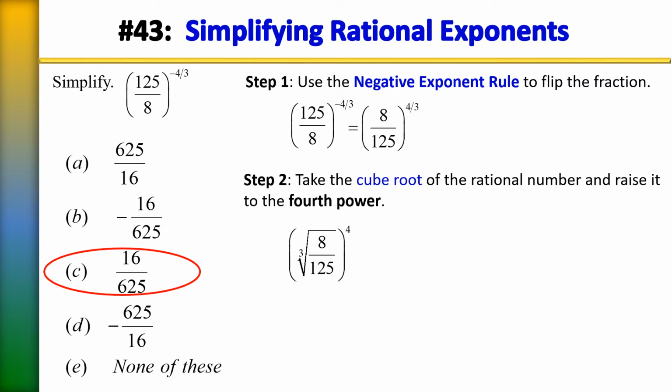So the cube root of 8 we know is 2. The cube root of 125 is 5. So we have to take that now and fraction there of 2/5, which is our answer, and raise it to the 4th power. So recall that is the power rule. So 2 to the 4th power and 5 to the 4th power will give us the answer of 16 over 625. Choice C.